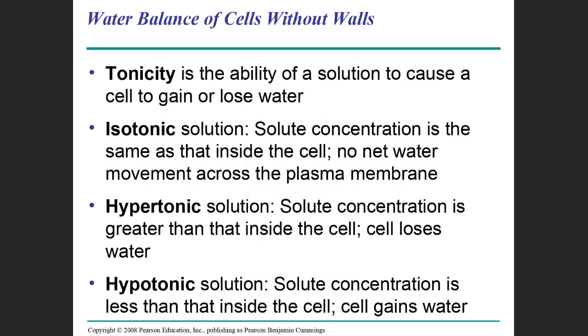So tonicity is the ability of a solution to cause a cell to gain or lose water. So cells are in a watery environment, right? They're in an aqueous environment. So the concentration of solutes has a big influence on those cells. An isotonic solution is one where the solute concentration inside the cell is the same as the outside of the cell. As a result, there's no net movement of water. Some water will move into the cell, some water will move out of the cell, but it's the same amount, so no net movement. And for many cells, especially animal cells, that's a happy condition.